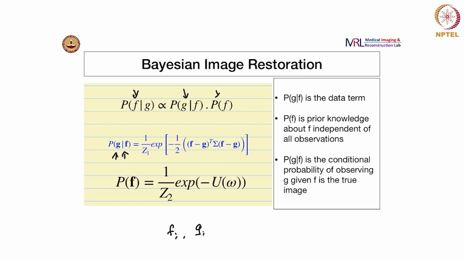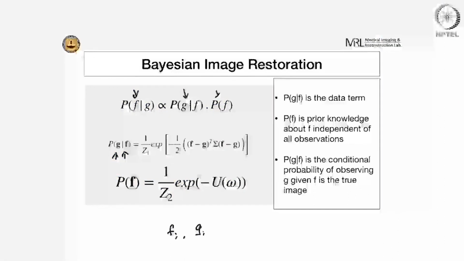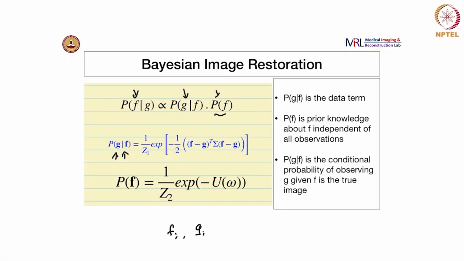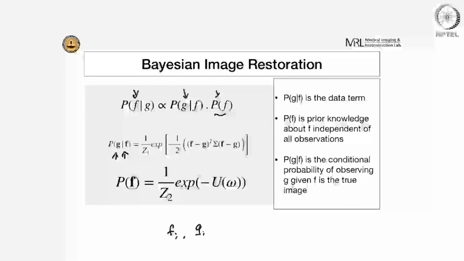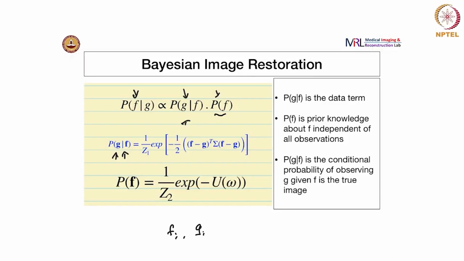So people get clever mostly by manipulating this p of f. This p of f is the prior term, or your knowledge of f that you want to impose. Sometimes you can think of it as a regularization term. In the context of optimization, you can think of this as the regularization term. p of g given f is nothing but the data fidelity term: whatever f you are estimating should be consistent with whatever you have observed. That is, f is the denoised version of g, and that should be meaningful.